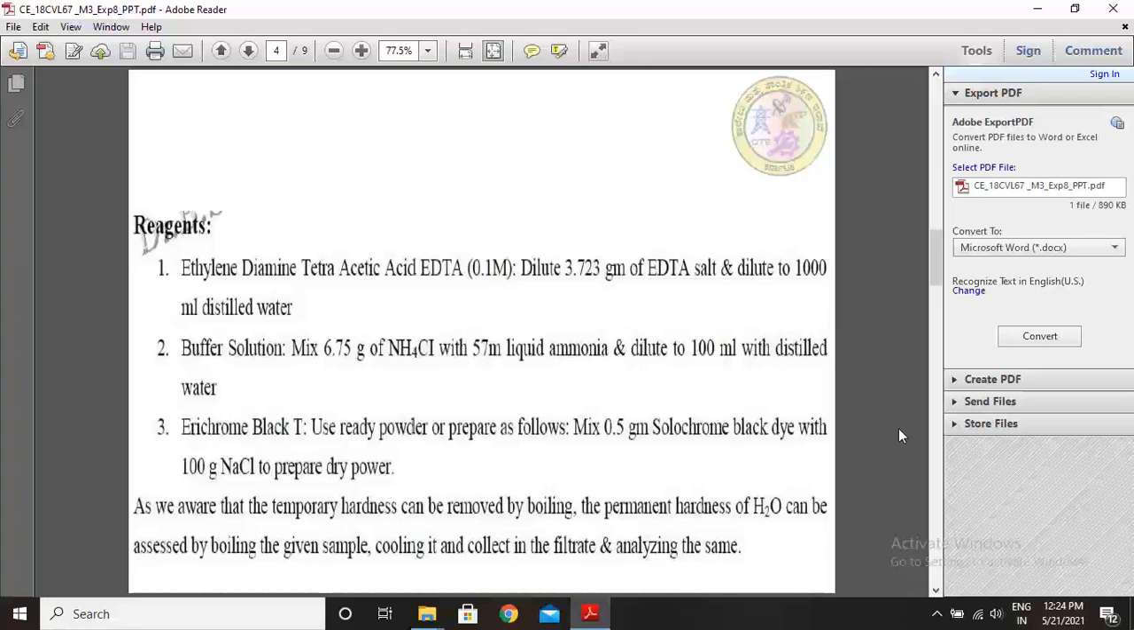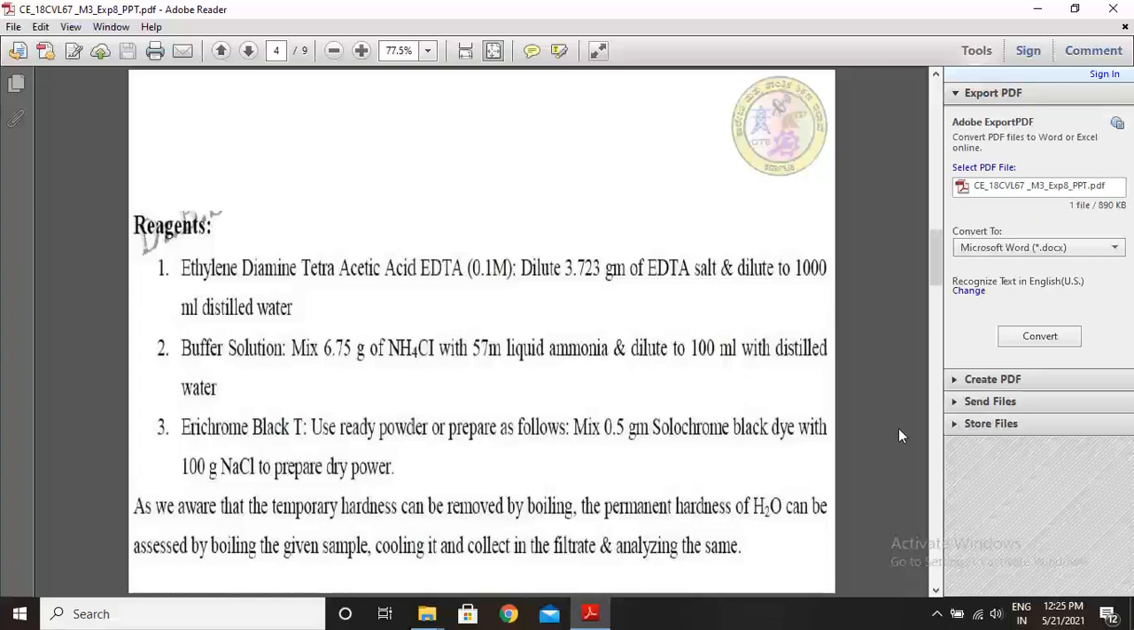Next, the buffer solution. Mix 6.75 gram of NH4Cl with 57 ml liquid ammonia and dilute to 100 ml with double distilled water. Now it becomes the buffer solution. The next reagent is Eriochrome Black T indicator. Use ready powder or prepare as follows: mix 0.5 gram solochrome black dye with 100 gram sodium chloride to prepare dry powder. Now this becomes the Eriochrome Black T indicator.